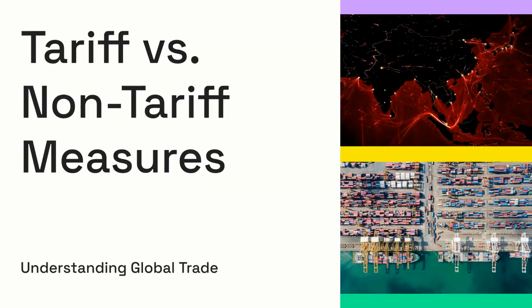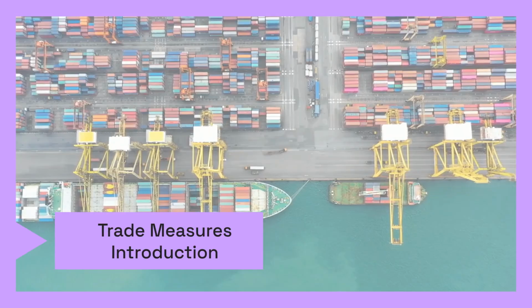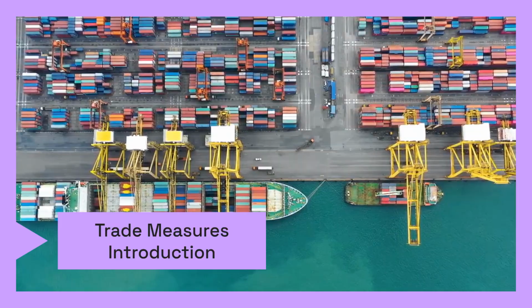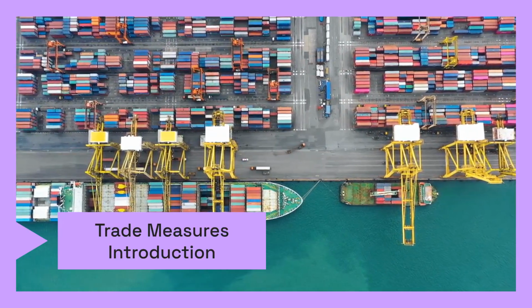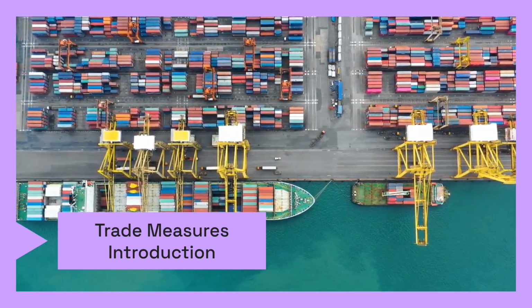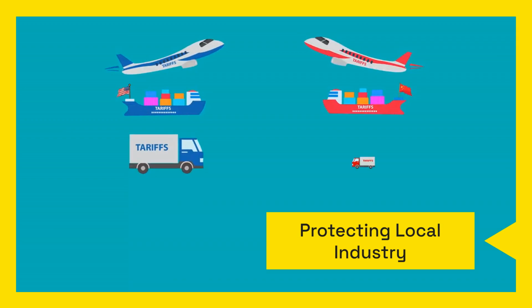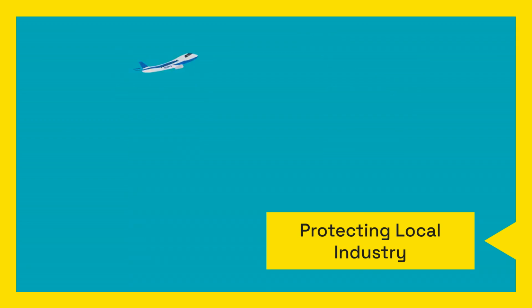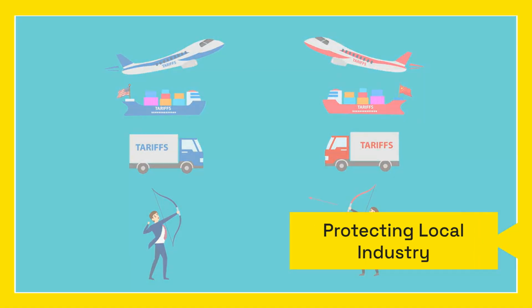Today, we're diving into two primary categories: tariff measures and non-tariff measures. Trade measures are essentially rules and regulations set by countries to influence what comes in and what goes out. They are fundamental to global commerce and trade agreements. The core purpose of many of these measures is to protect local industries from foreign competition, making domestically produced goods relatively more attractive to consumers.